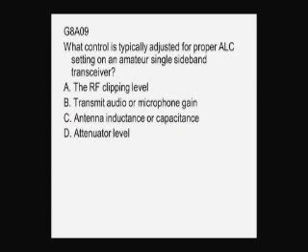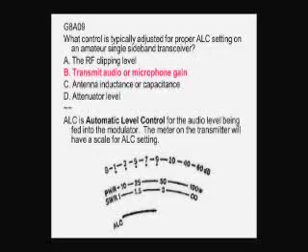What control is typically adjusted for proper ALC setting in an amateur single sideband transceiver? If you look on an amateur single sideband transceiver, you'll see a meter, and it shows power, it shows SWR, it shows S units, and down here you'll typically see a needle scale that shows ALC. That's the automatic level control for the signal being fed into the modulator.